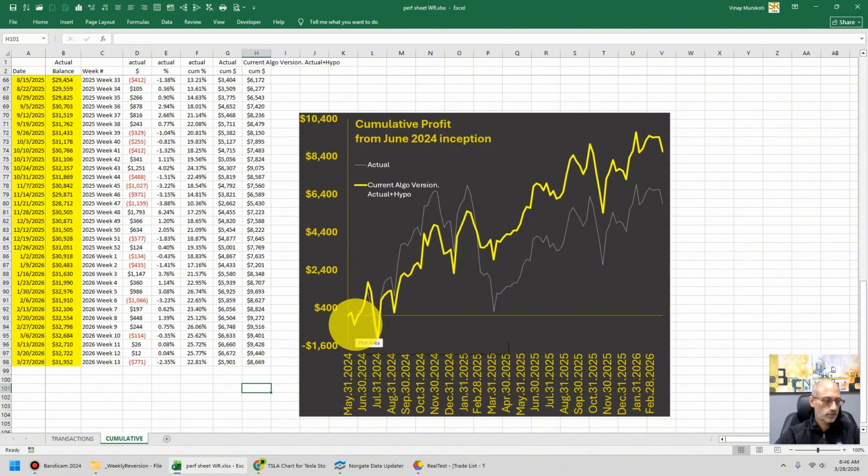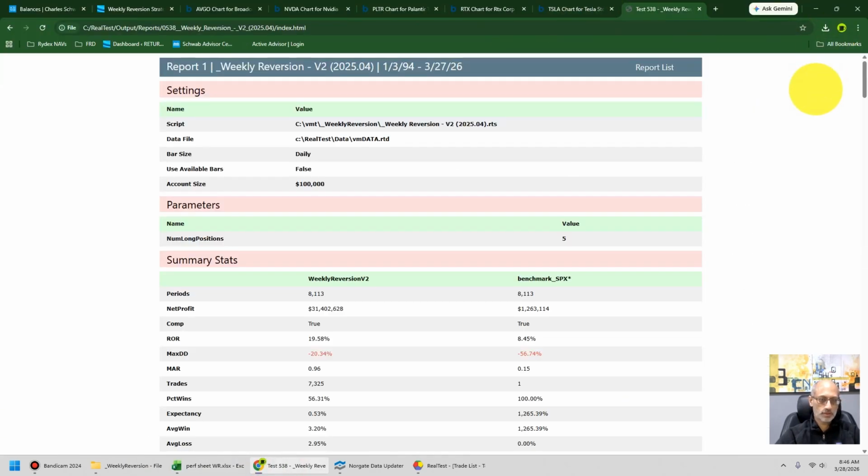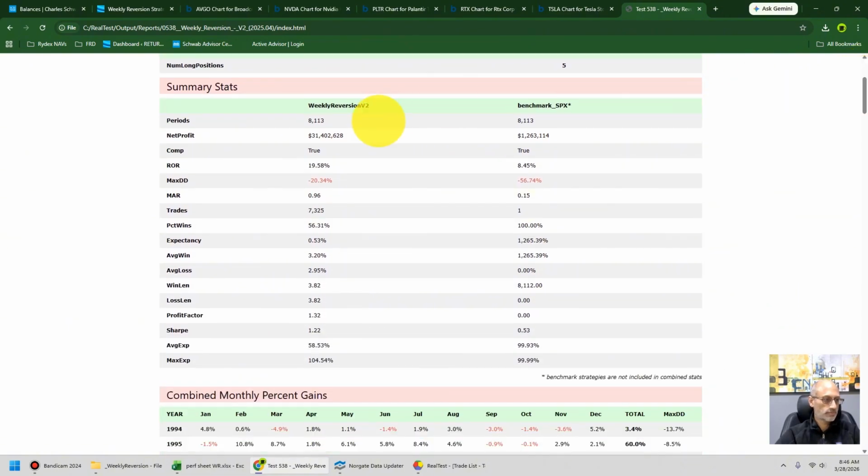And this is how the equity curve looks since we went live with this strategy in 2024. So it's not looking too bad given the volatility of the stock market that we're currently in. And let's also look at the performance of the strategy over the long term. Here's a backtest for weekly reversion going from 1994 to present date. Over that time frame, the strategy has an annualized return of 20%, compared to the S&P 500 benchmark, which has returned an annualized 8.5%.